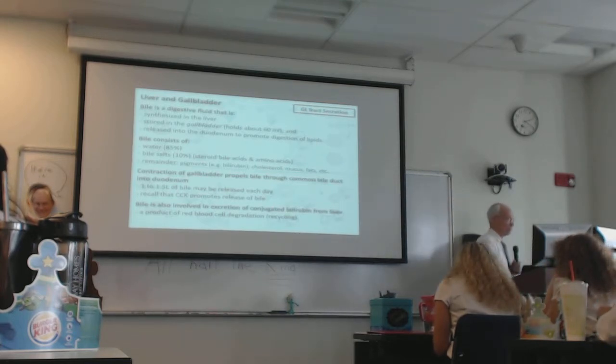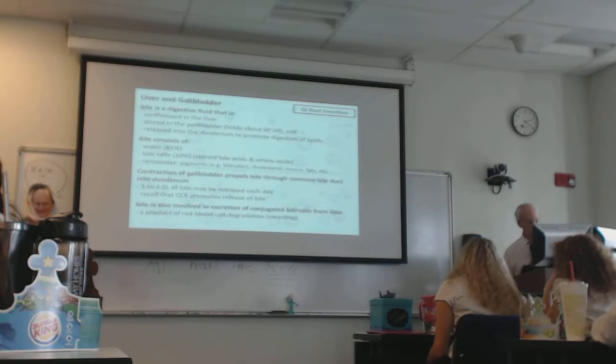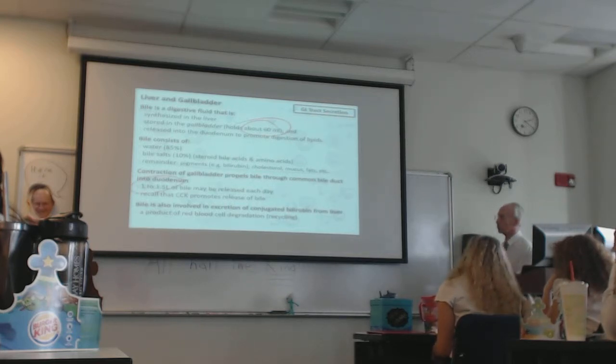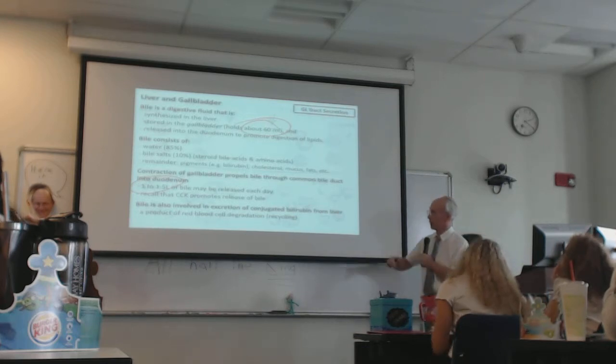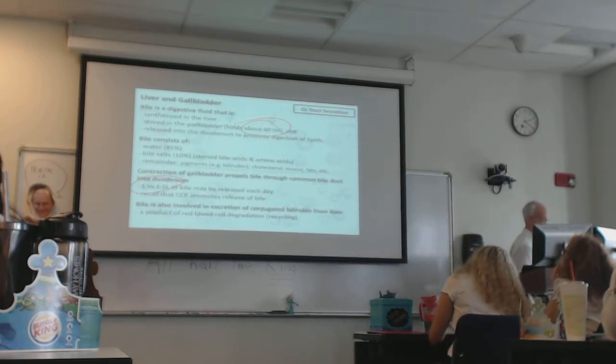Bile consists of a variety of components, mostly water. There are a lot of bile salts, both steroid and amino acids, and then there are a variety of pigments resulting from the breakdown and recycling of red blood cells. The gallbladder usually holds about 60 mils. And then there's a daily churning of a liter, liter and a half, because of the amount that's released in response to dietary lipids.